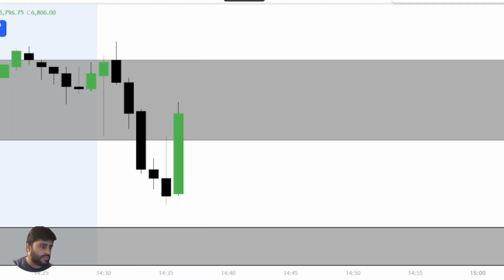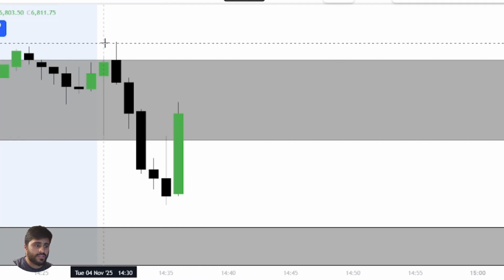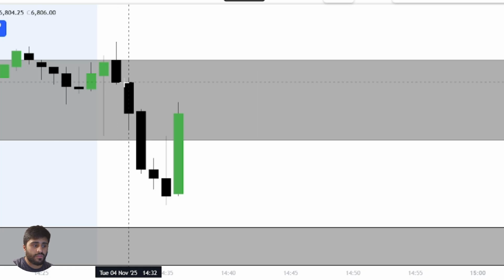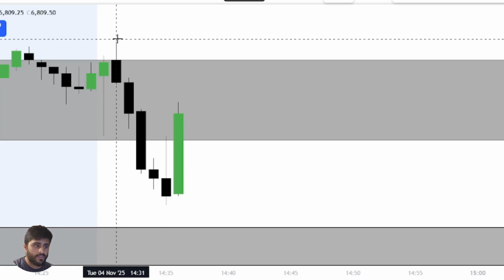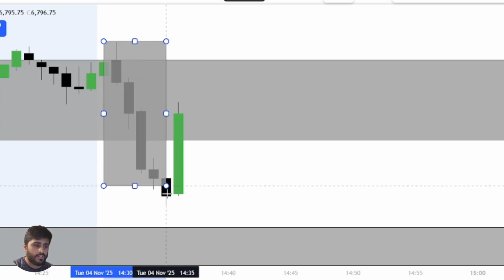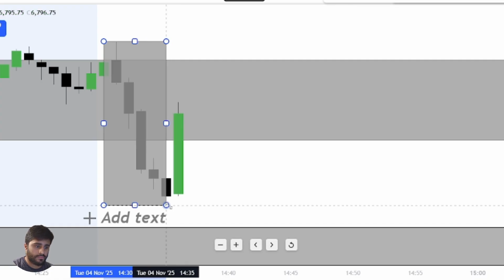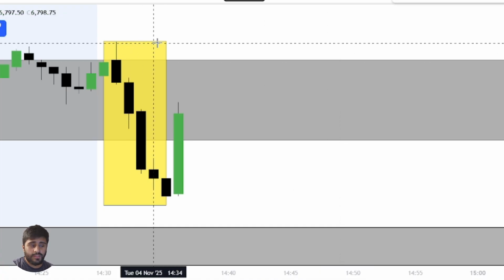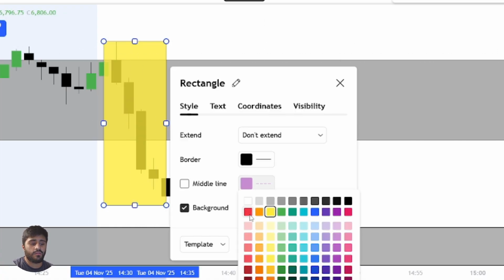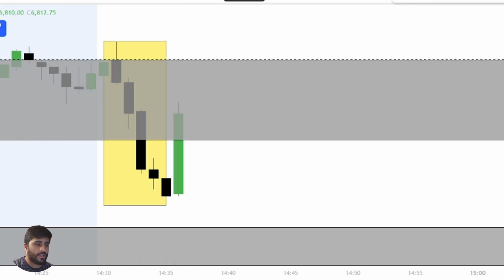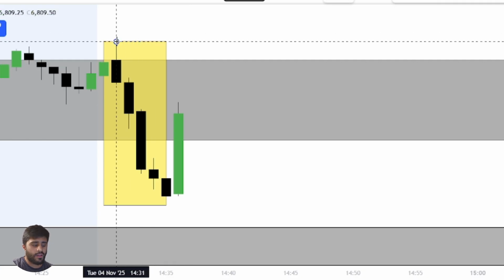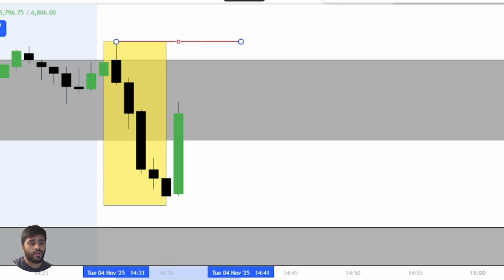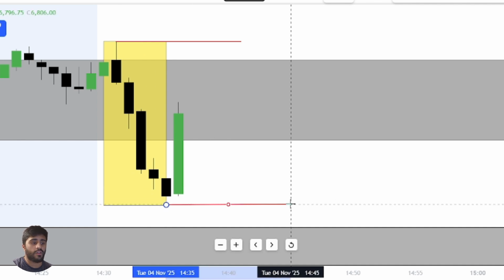The first 5 minutes looks something like this. This is 9:30, 9:31, 2, 3, 4, 5. That's the first 5 minutes over here. You just draw a yellow box like this. This is the ORB, the first 5 minutes. This is that opening range breakout that you're going to be looking for. And you just draw a line like this. This is the range high. This is the range low.